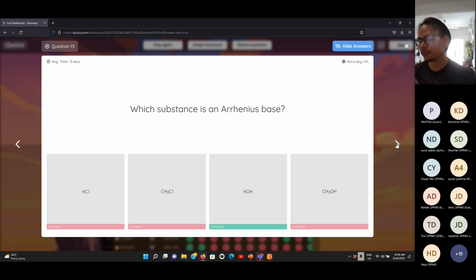Dia adalah sesuatu bahan yang boleh menghasilkan hydroxide ion. So in this case, KOH is the most yang boleh menghasilkan hydroxide ion dengan sepenuhnya. So kenapa CH3OH bukan Arrhenius base? Bila kita bandingkan dengan KOH, this is because KOH is better, is a stronger Arrhenius base. Dia lebih mudah untuk menghasilkan hydroxide ion berbanding dengan CH3OH.